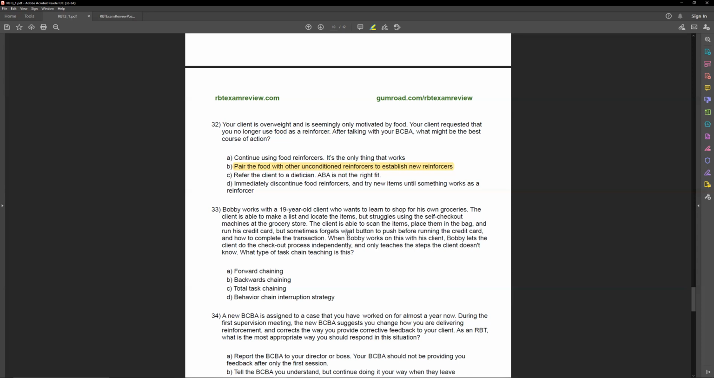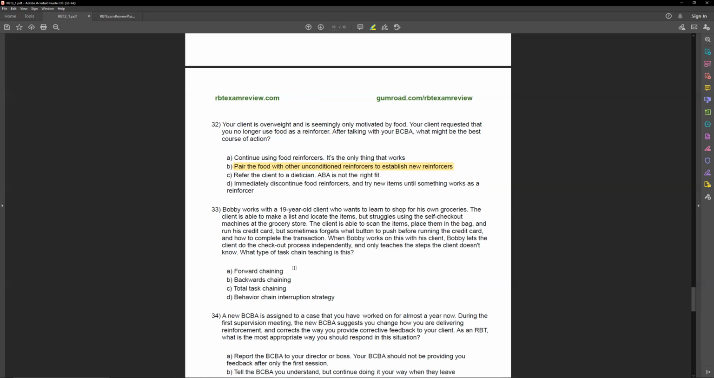Okay, what type of task chain do we do the entire task and only teach the steps the client doesn't know? Is it forward chaining? Well, no, forward chaining, what do we do? We teach the first step and prompt the rest. Is it backwards chaining? No, backwards chaining, we prompt through the chain and teach the last step. Is it total task chaining? Yes, total task chaining. We teach the whole chain, okay? We do the whole chain and only teach individual steps.